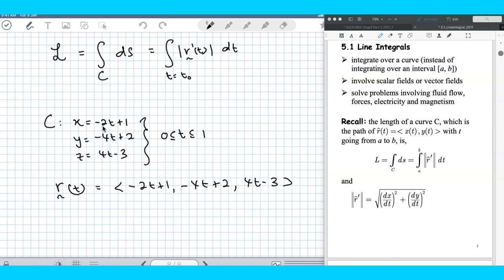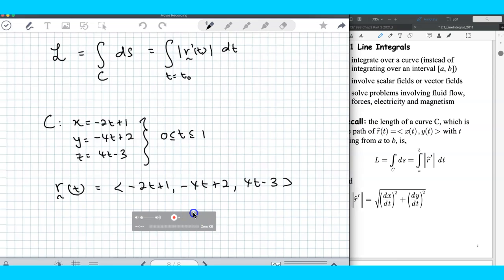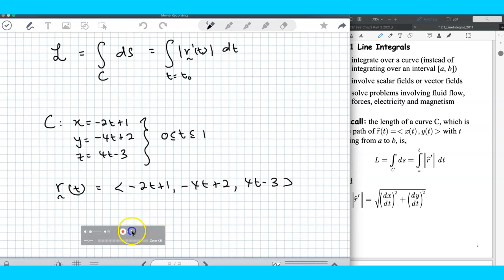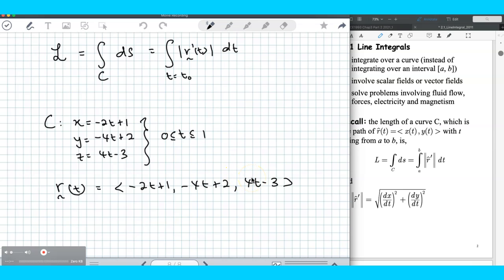Before we proceed, maybe you want to know what is the shape of this curve. Do you know that? As you can see here, all the functions are linear equations. Since they are linear, of course your curve here is a straight line.